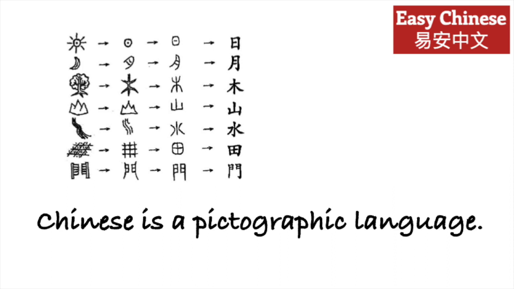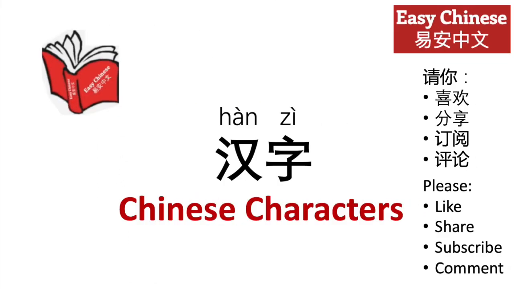But that's the problem with a pictographic language. There is no alphabet, so you can't just go to the first letter and look for it there, and then look for the second letter and so forth like we do with English and most other languages.